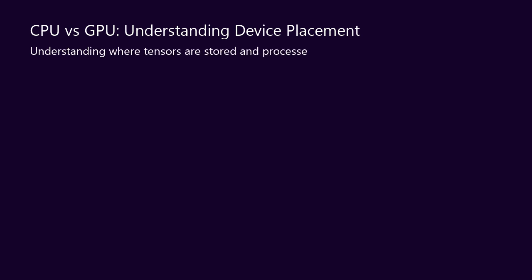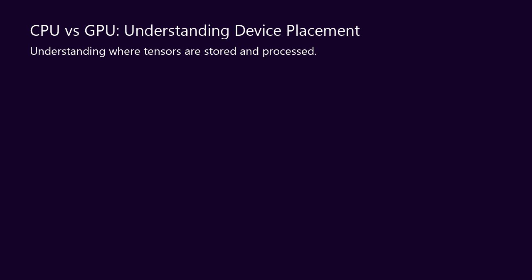Here's where PyTorch gets really powerful. Tensors can live on the CPU or on the GPU. CPU is your computer's main processor. GPU is a specialized processor designed for parallel computations.